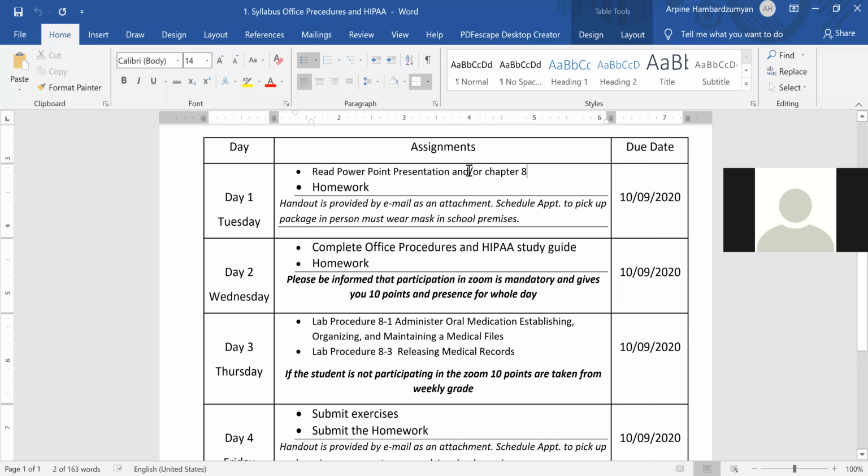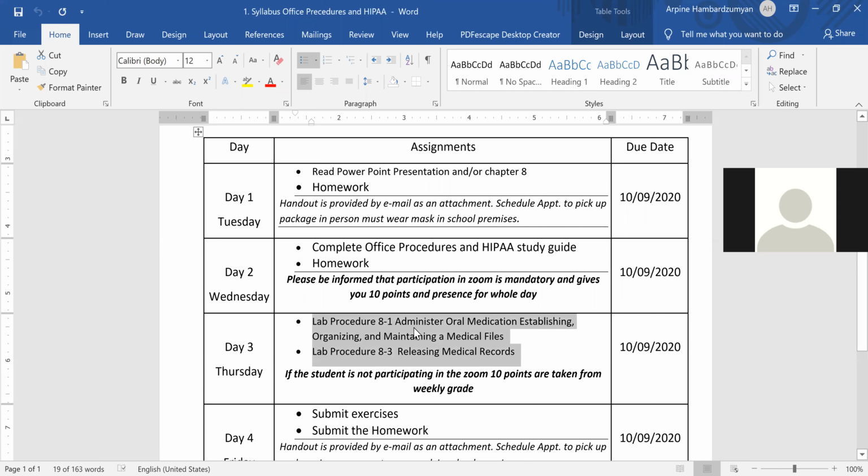So you need to read chapter 8 or read the lectures that you have. Complete the HIPAA study guide, complete the homework, and there are two procedure papers that you have. Even if you are working with packages taken from the school, please remember to take the procedures out of the package and keep them with you because you need to know them.